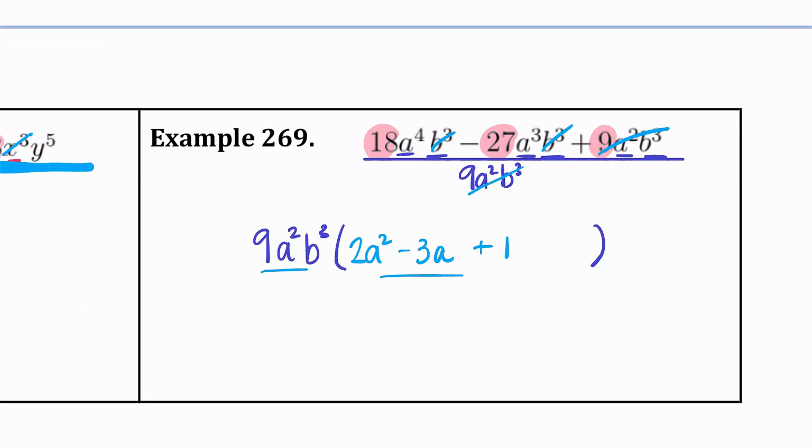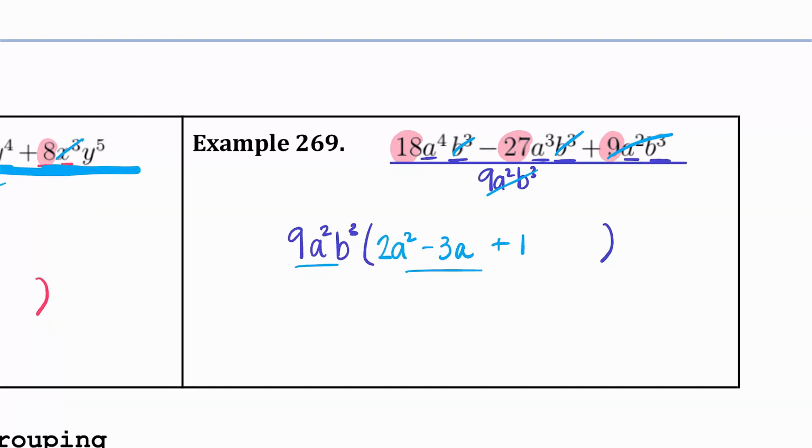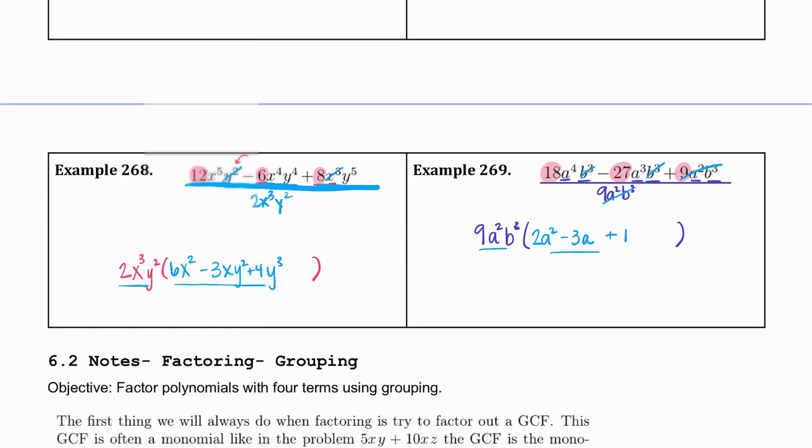So that's kind of the introduction to factoring. That's the basis. We have to be able to take out the greatest common factor, and then later we'll learn how to continue factoring from there.